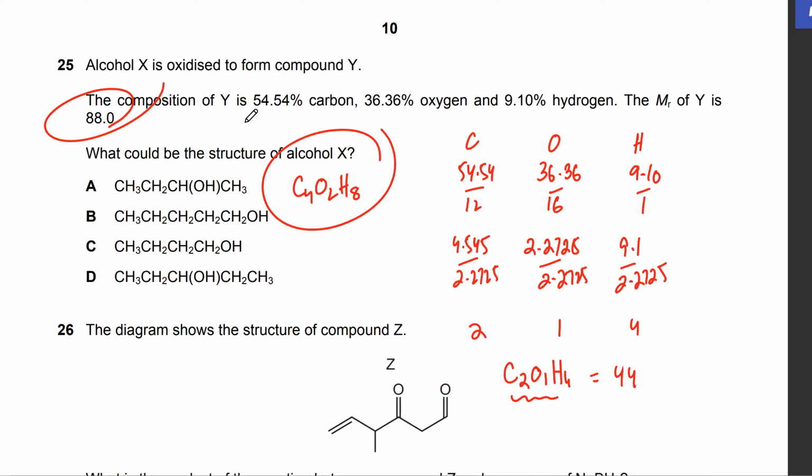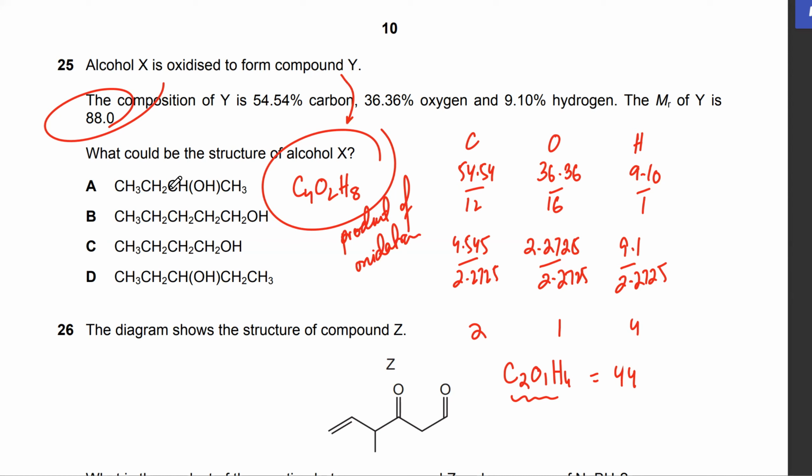Sorry, the question is slightly more tricky. It's not that simple. The question is that the alcohol is oxidized to form compound Y. So let's assume this is compound Y. So the alcohol is getting oxidized. So this thing is the formula of the product of oxidation. Is that clear? Yes. So this is not the alcohol, this is Y.